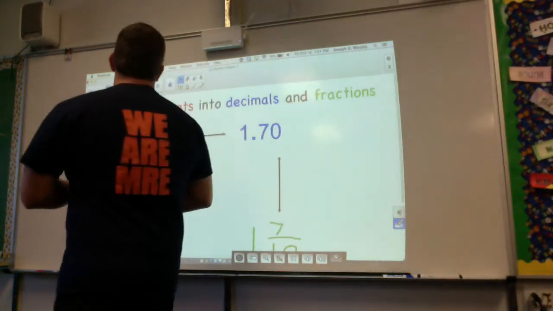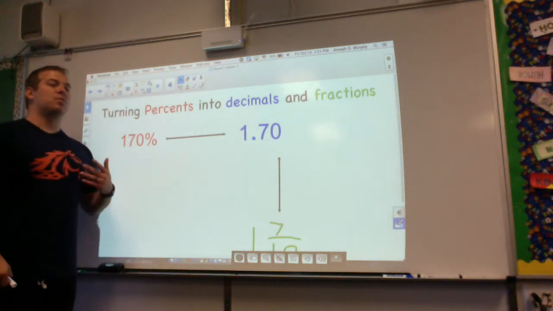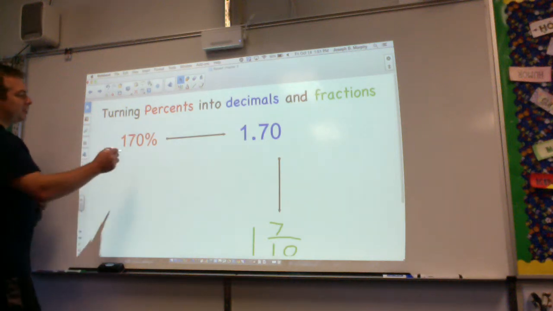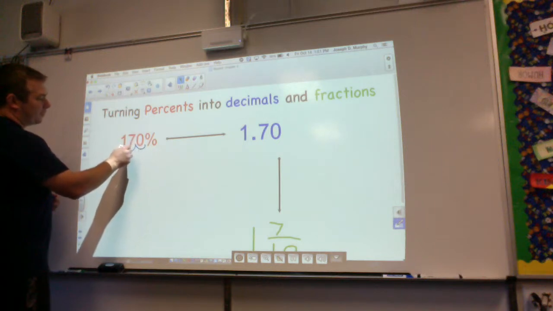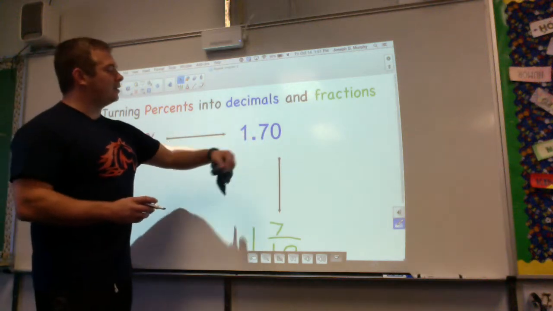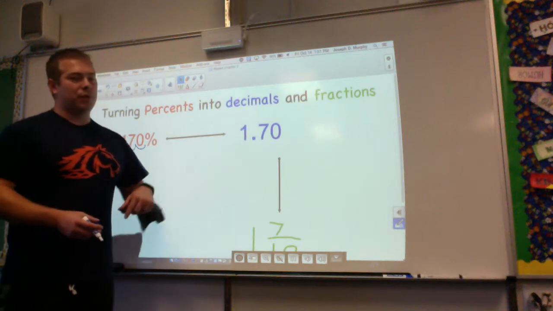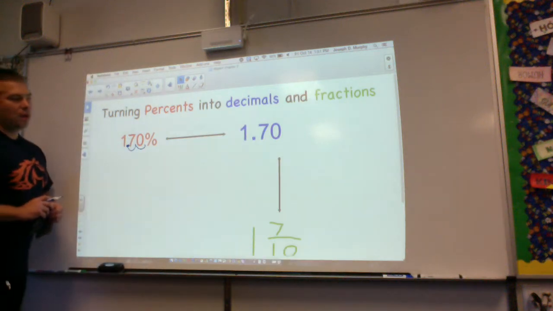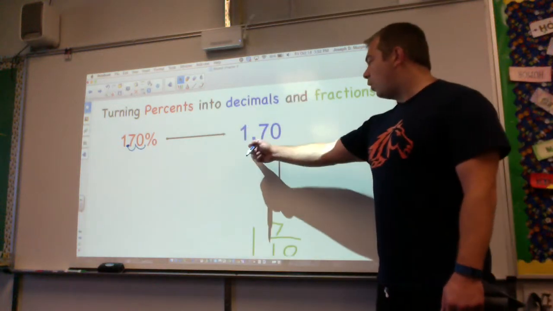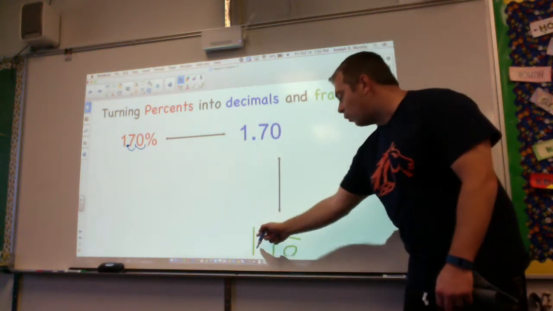Let's turn percents into decimals and fractions again. So this time I am greater than 1% or 100%. I'm at 170%. So I still have to move 2 to the left, and there it is, okay? And that becomes 1 7/10 or 1 70/100, however you want to put it, because I still have that 0 there. And then turning that into a fraction, I just have to read it. So 1 70/100 or 1 7/10 is 1 7/10.